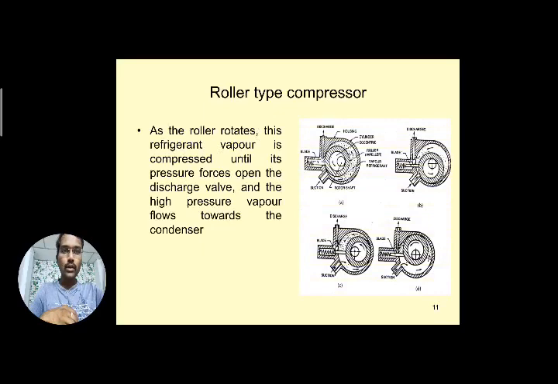Next, as the roller rotates, the refrigerant vapor is compressed until its pressure force opens the discharge valve. So whatever pressure is built up inside the cylinder is sent through the discharge port. There is a discharge valve present here. This pressure is responsible for operating the discharge valve, and it will open the valve itself with the help of the pressure built up in the cylinder. High pressure vapor flows towards the condenser.